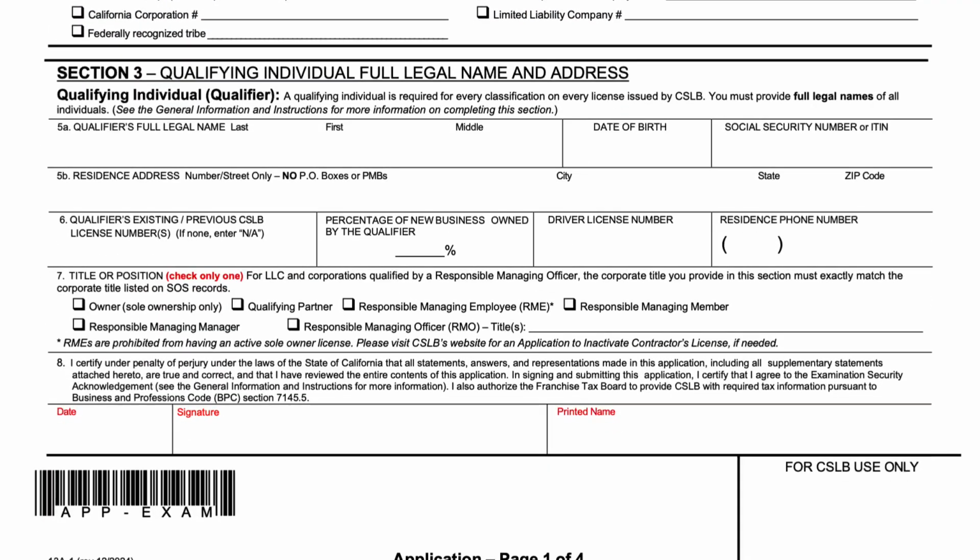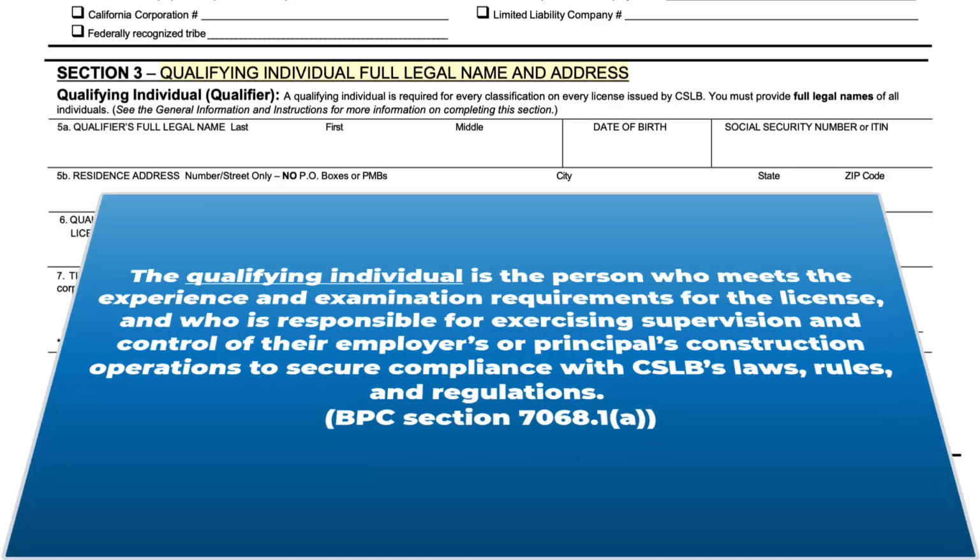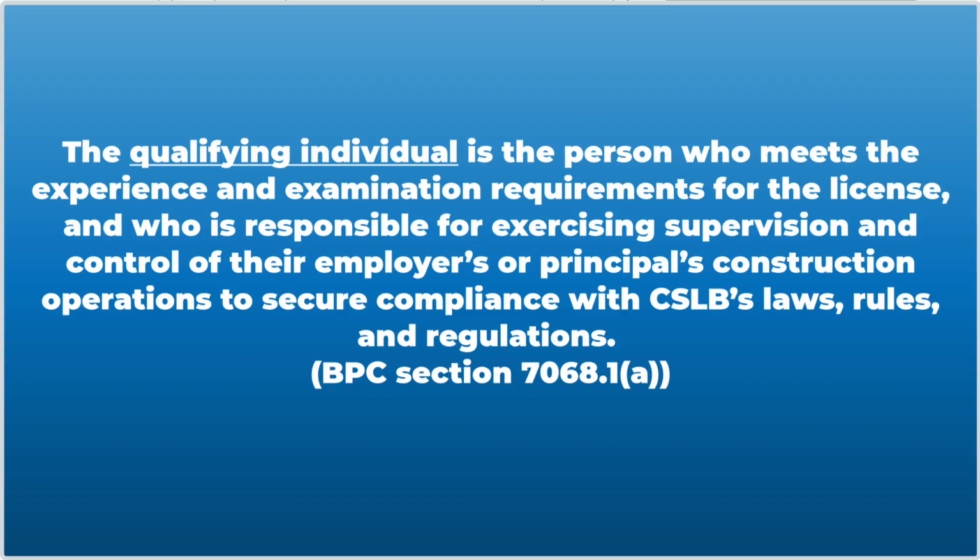Let's move on to Section 3. This section requires you put in the qualifying individual's information. The qualifying individual is the person who meets the experience and examination requirements for the license, and who is responsible for exercising supervision and control of their employer's or principal's construction operations to secure compliance with California State Labor Board's laws, rules, and regulations. Typically, this will be the person watching this video.